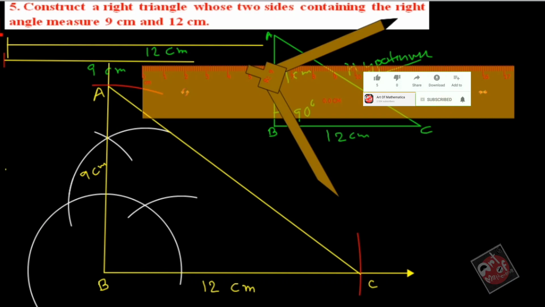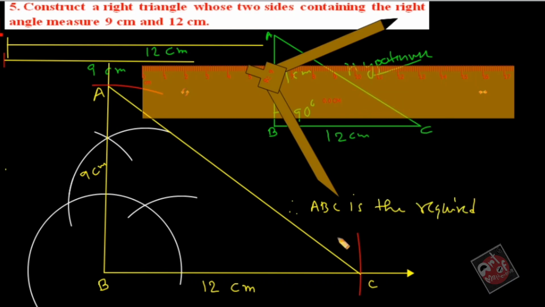Okay, as I always write, therefore ABC is the required right triangle. Right triangle. Okay, this is our right triangle.